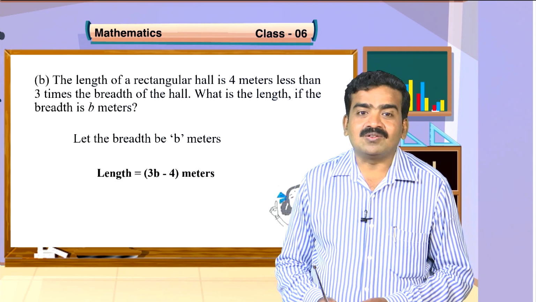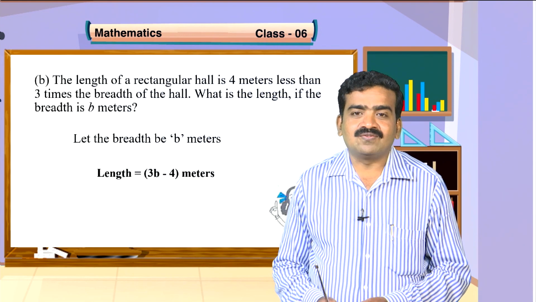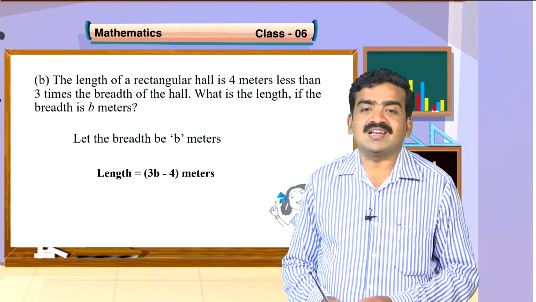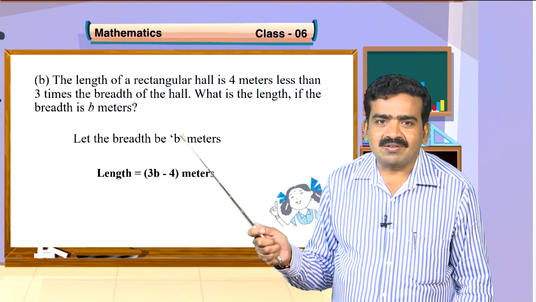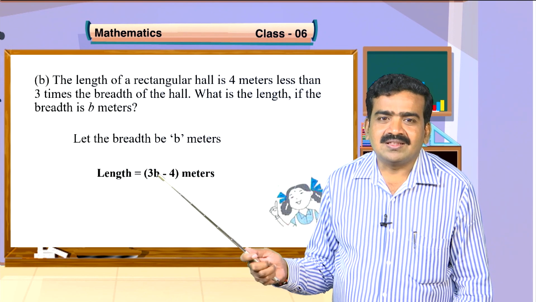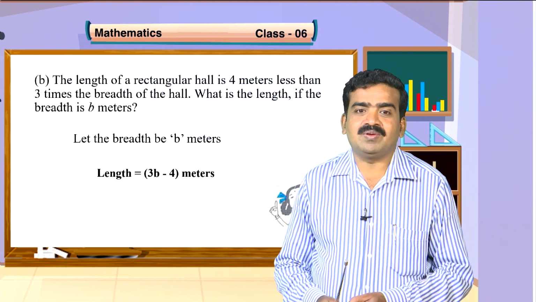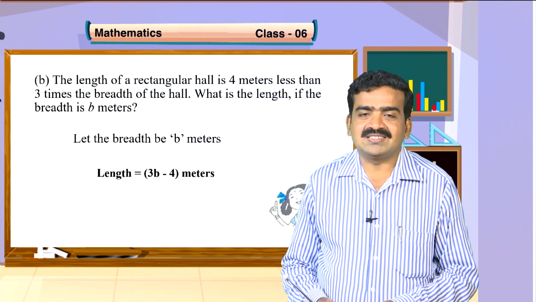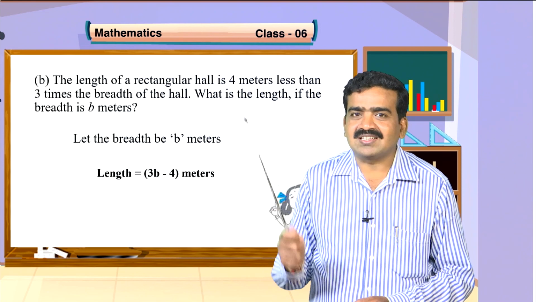Therefore, length is equal to 3b minus 4, because the length of the rectangular hall is 4 meters less than 3 times the breadth. Because we have considered breadth as b meters, 4 meters less than 3 times the breadth means length is equal to 3b minus 4 meters. This is how we have to form the expression by reading the instruction given in the question.